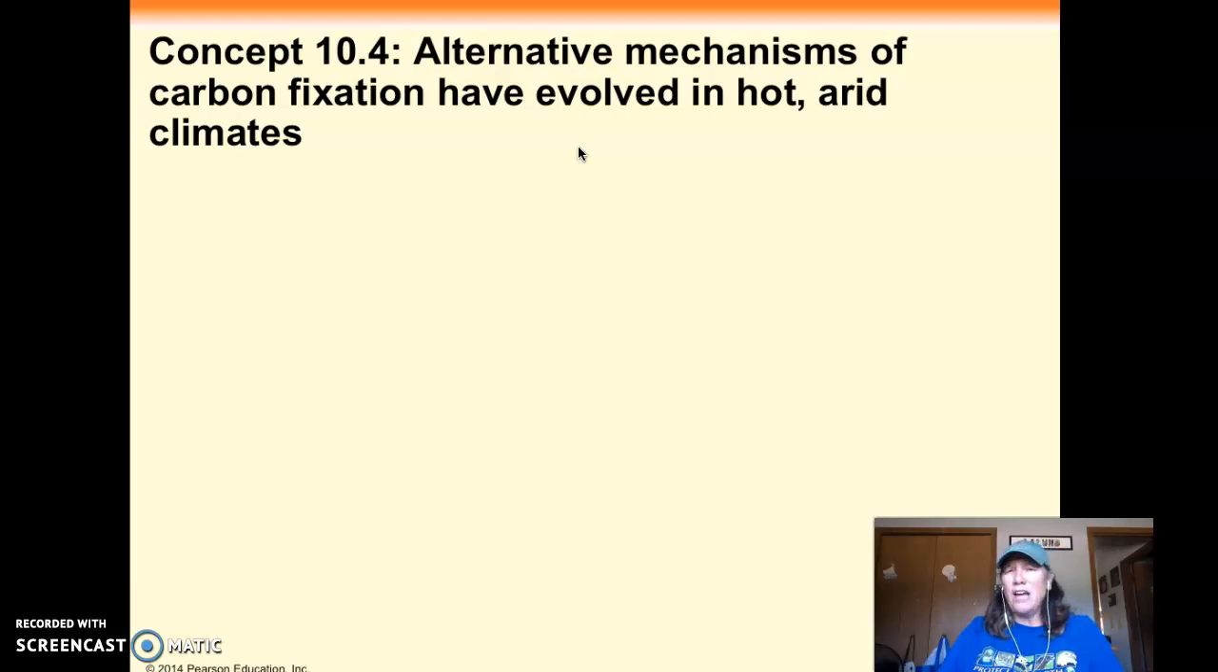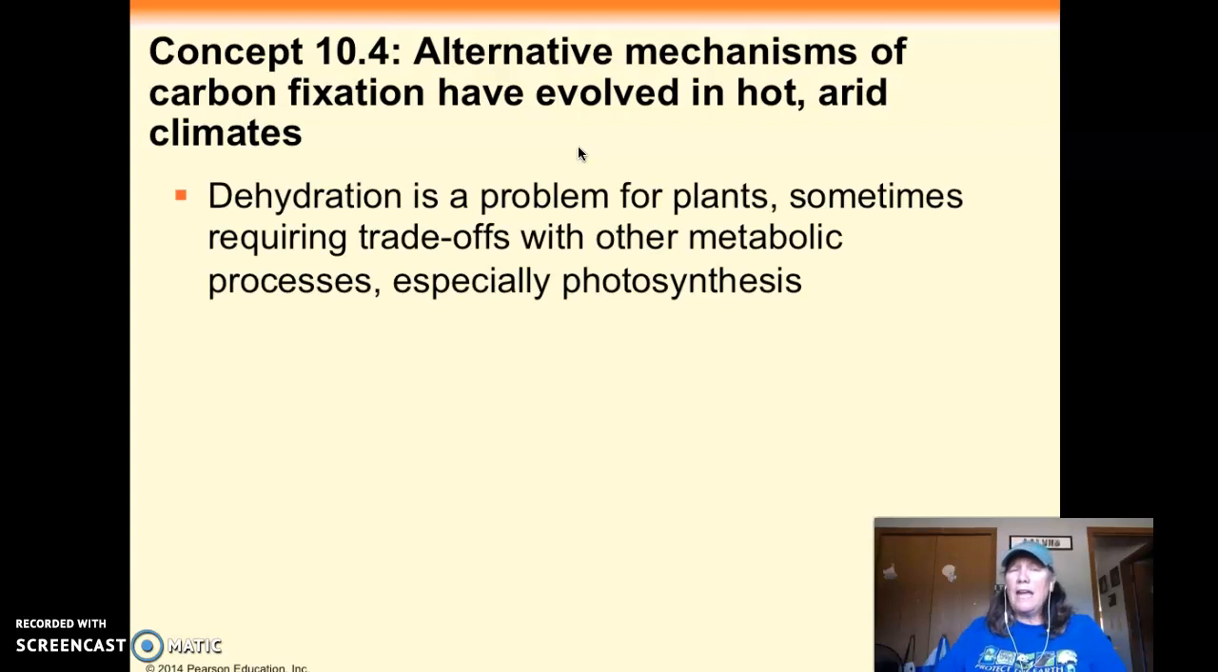All right, so there are some plants that have to do something different for carbon fixation. They live in really hot, arid climates. They don't have enough water, so they have a problem with dehydration. Think of a cactus, where the stem is all green, but the leaves really aren't. They have to have trade-offs because of the weather that they live in. And again, evolution has made them work for where they're at. So they have to have other metabolic processes to help with their photosynthesis.